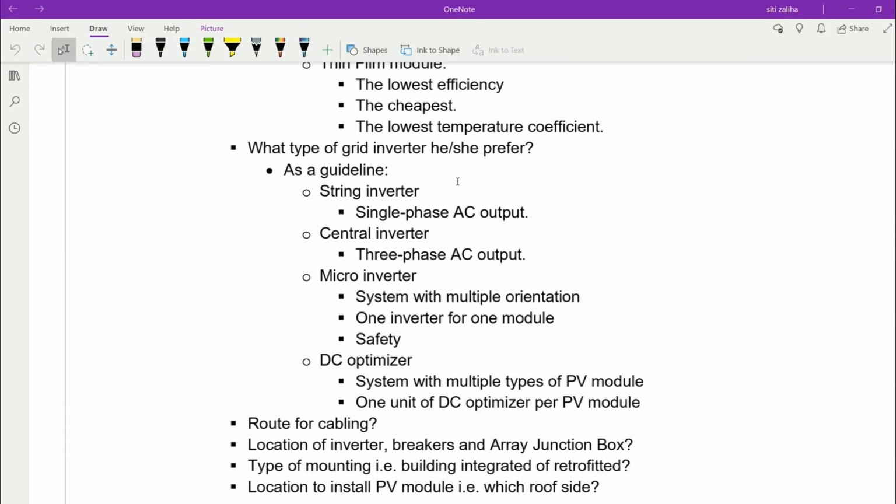Okay, what type of grid inverter does he or she prefer? As a guideline, a string inverter is usually used for single phase AC output. A central inverter is for 3-phase AC output. A microinverter is for systems with multiple orientations: 1 inverter for 1 module, or 2 or 3 PV modules for 1 inverter, and more safety. A DC optimizer is for systems with multiple types of PV module: 1 unit of DC optimizer per PV module.